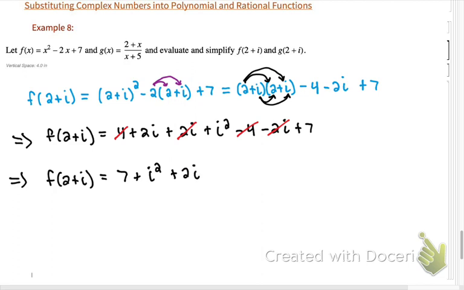And we know that i squared is negative 1. So 7 plus i squared is 7 minus 1, which is going to give us 6. And then we still have the 2i. So again, this i squared right here just became negative 1. 7 minus 1 is 6. So if we allow our quadratic function to have complex number inputs, the resulting output for the input of 2 plus i is 6 plus 2i.